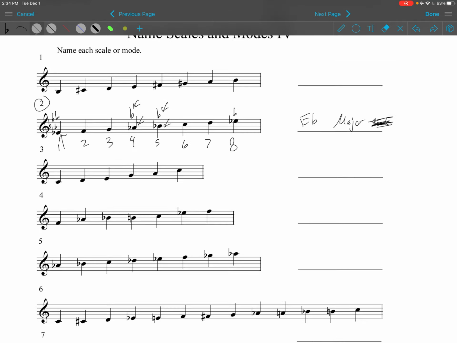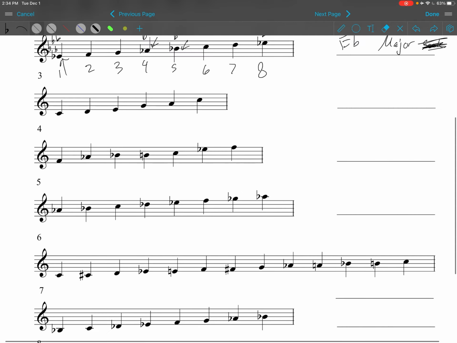Let's do another one. Let's do number 5 here. Okay, step number 1. Look at the key. The key is A flat, so I'm going to write that down right there. Next thing I'm going to do is spell out my key signature for A flat major, which is 4 flats. It's B flat, E flat, A flat, and D flat. So I'm just going to go ahead and put those in.